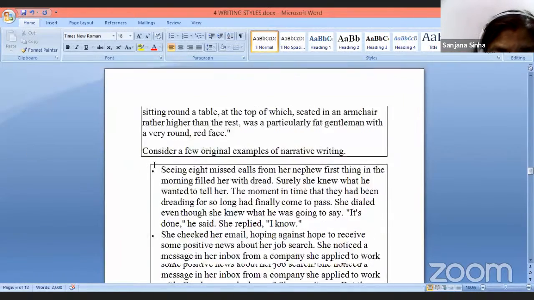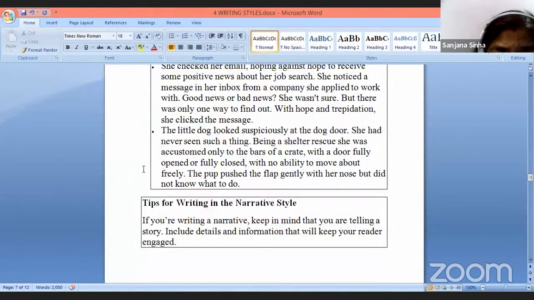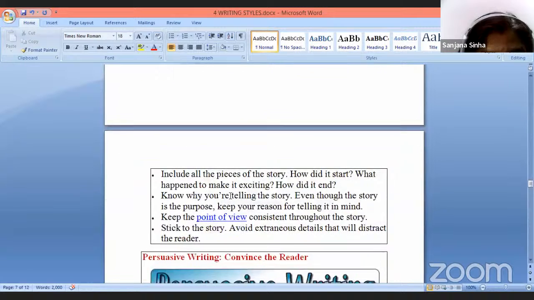So these are the examples which you can read, but then I want you to come up with your own writing style. So what are the tips for writing style? I will conclude this today. Another 5 minutes. If you're writing a narrative, keep in mind that you are telling a story. Include details and information that will keep your reader engaged. Include all the pieces of the story. How did it start? What happened to make it exciting? How did it end?